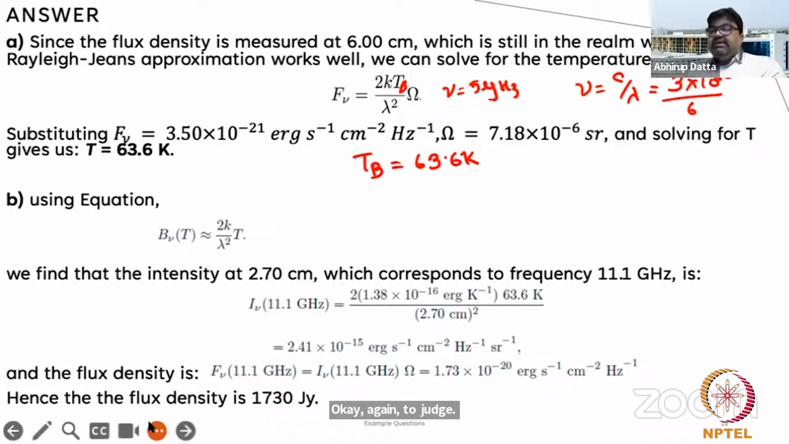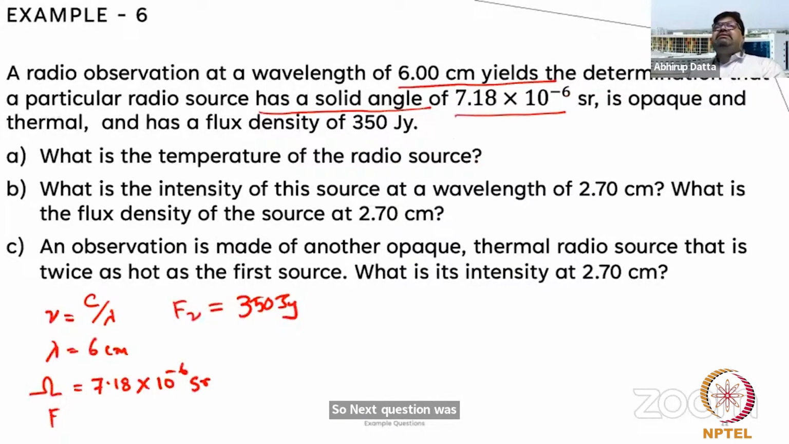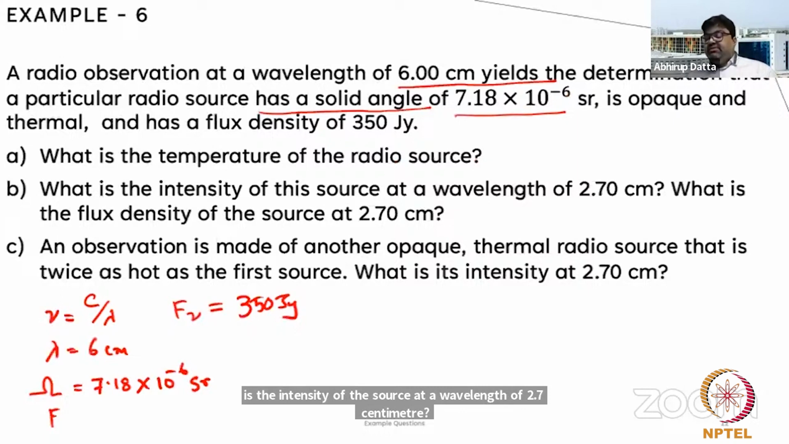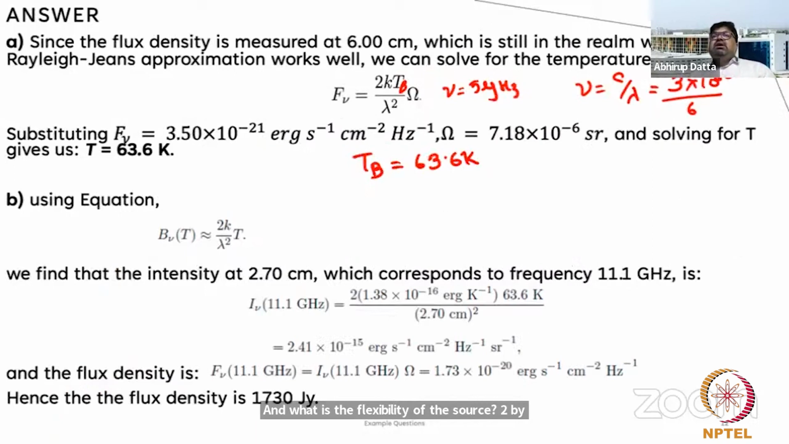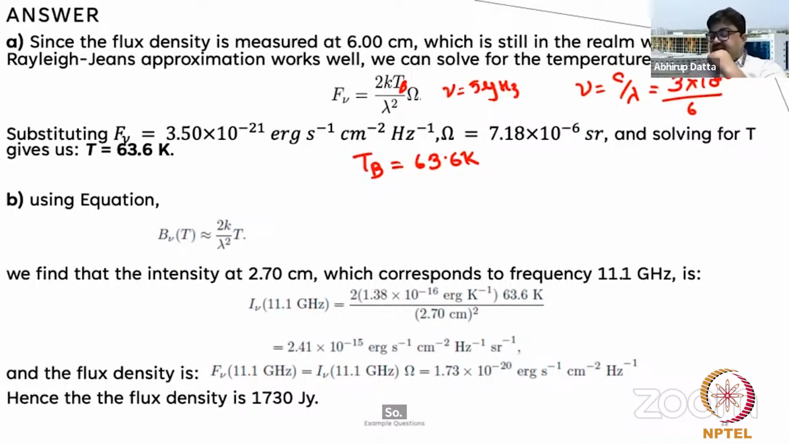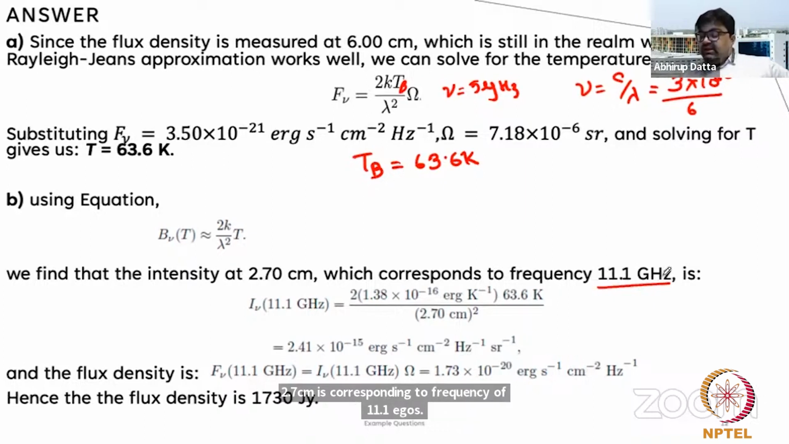So the next question was, what is the intensity of the source at a wavelength of 2.7 centimeter? And what is the flux density of the source at 2.7 centimeter? So the intensity of the source at 2.7 centimeter corresponds to a frequency of 11.1 gigahertz. And there you can simply use this and get the final intensity value.